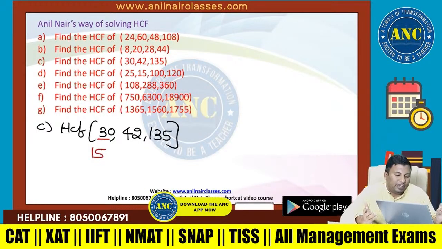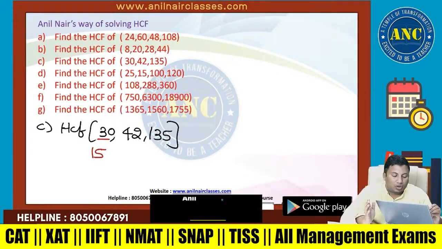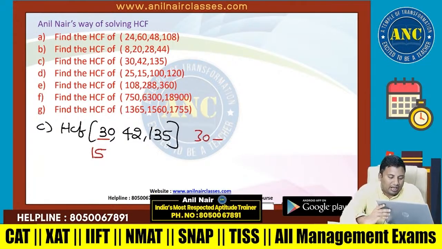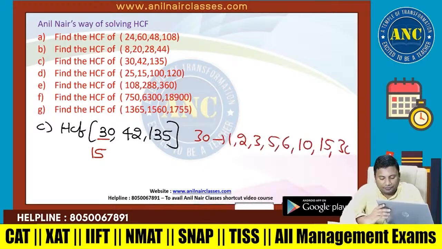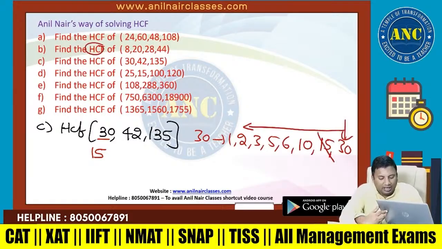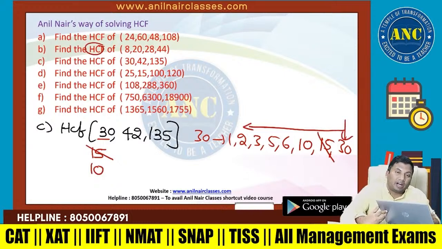Factors of 30 are 1, 2, 3, 5, 6, 10, 15, 30. Does 15 divide 42? No. Because it is the highest common factor, move from right to left. 15 is not possible. Next is 10. Is 10 a factor of 42? No. What is the next one? 6. Is 6 a factor of 42? Yes. 6 7s are 42.